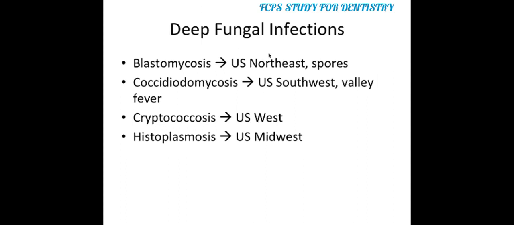And lastly, we have deep fungal infections. So this one, I just went ahead and listed the most characteristic spots where you'd find these deep fungal infections. Most of these fungi are present in soil, and blastomycosis would be in the U.S. Northeast, and they're involved with inhalation of spores, usually after a big rain or something.